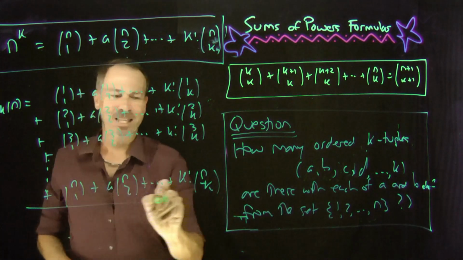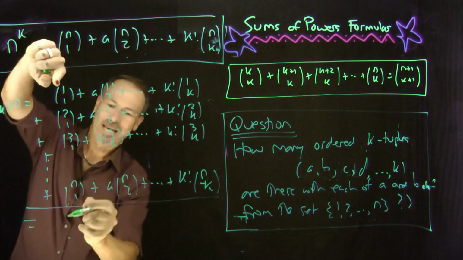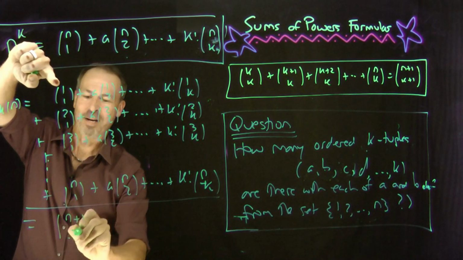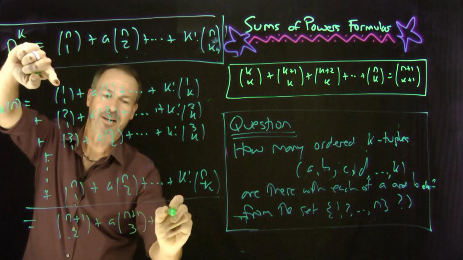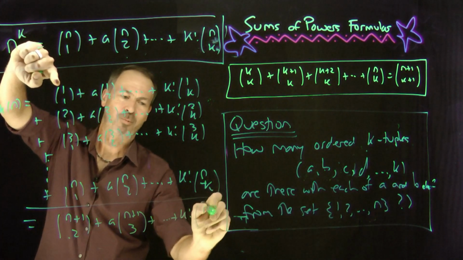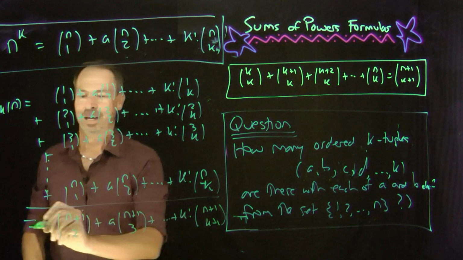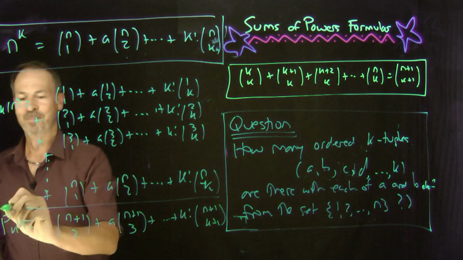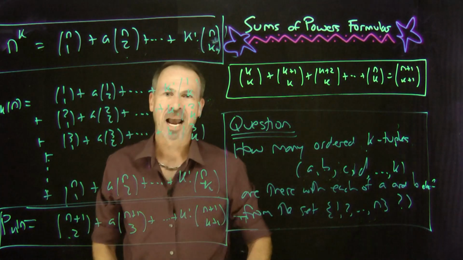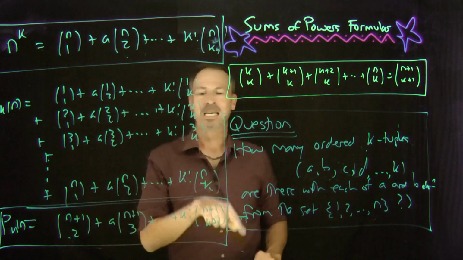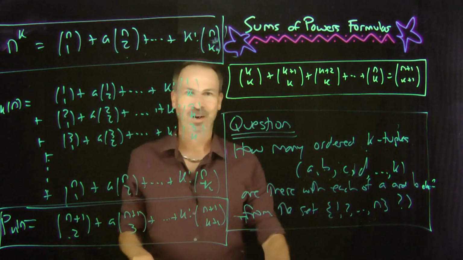Stacking, some zeros, stacking. Add them up. I will get n plus 1, 1 more, plus a, n plus 1, 1 more, plus, plus k factorial, n plus 1, k plus 1. I have just proven that the sum of the kth powers, 1 to the k, 2 to the k, up to n to the k, must be given by something of that form.